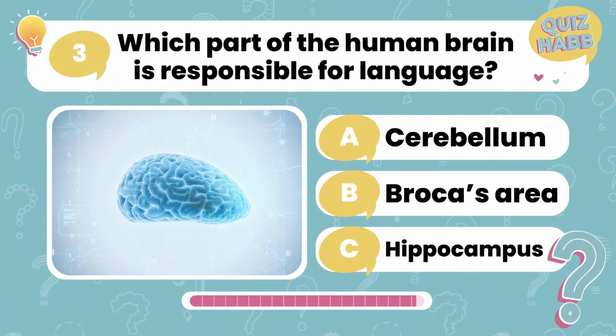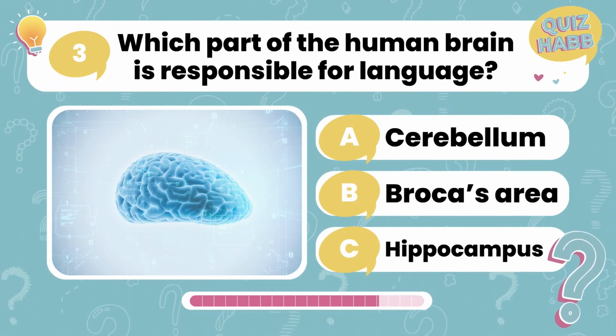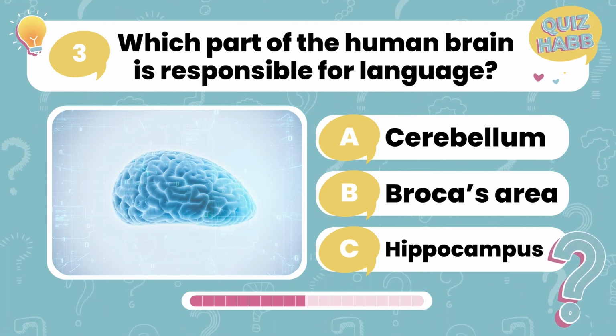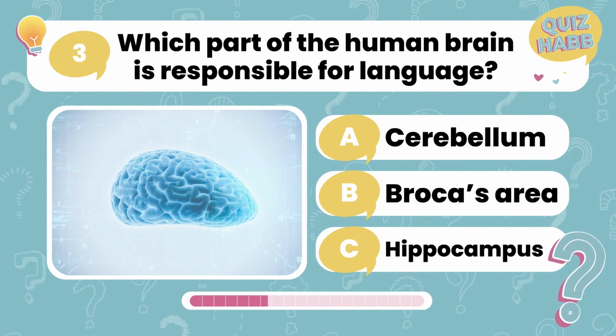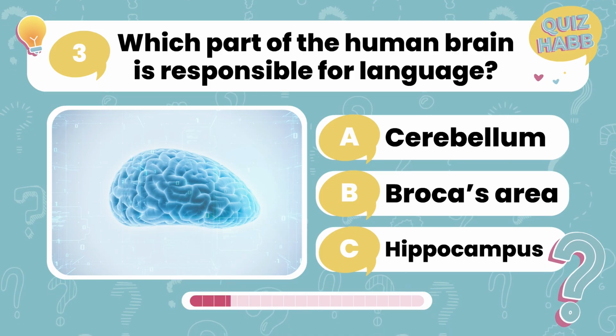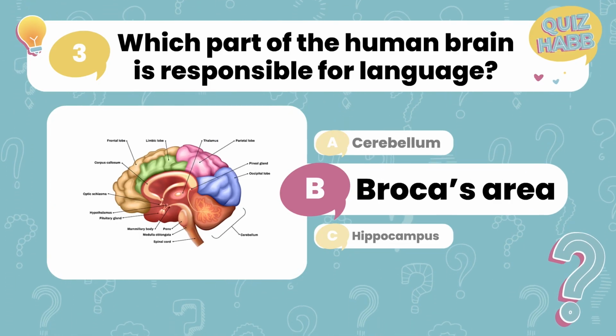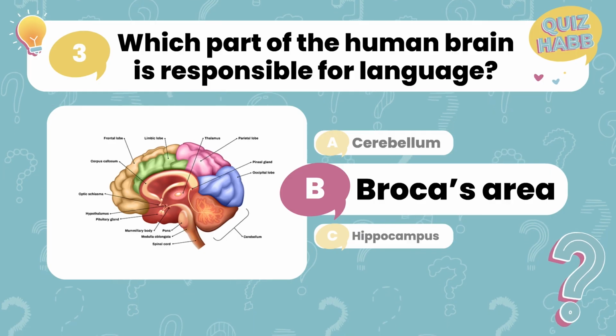Which part of the human brain is responsible for language? A. Cerebellum. B. Broca's area. C. Hippocampus. Correct answer, Broca's area. It controls speech production.